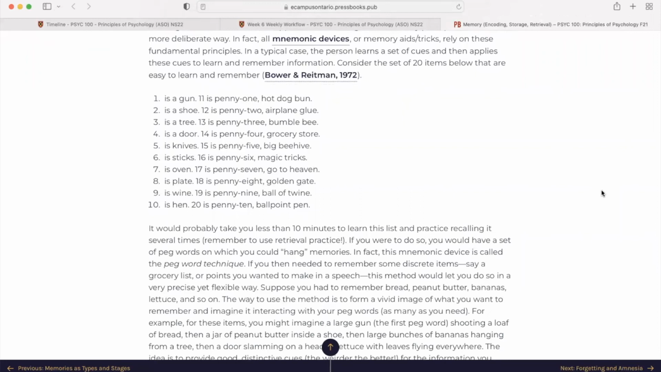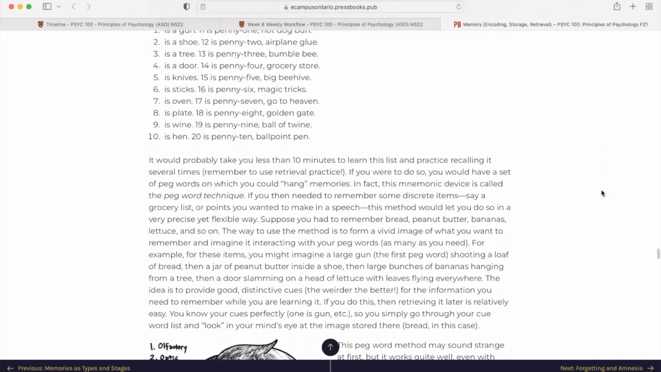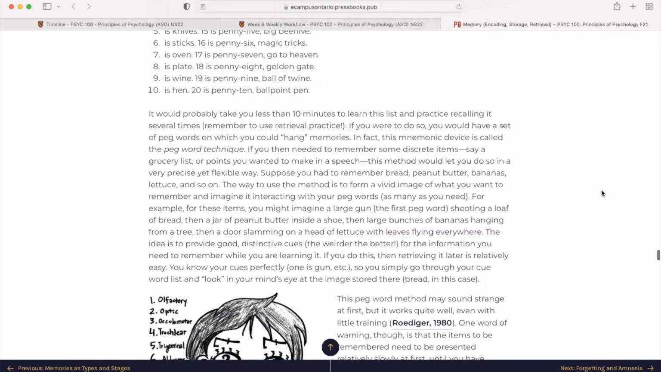In fact, this mnemonic device is called the peg word technique. If you then needed to remember some discrete item, say a grocery list or points you wanted to make in a speech, this method will let you do so in a very precise yet flexible way. Suppose you had to remember bread, peanut butter, bananas, lettuce, and so on. The way to use the method is to form a vivid image of what you want to remember and imagine it interacting with your peg words, as many as you need.